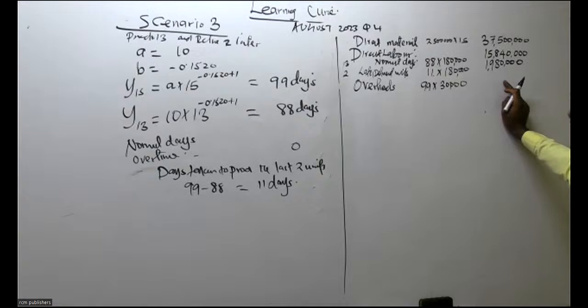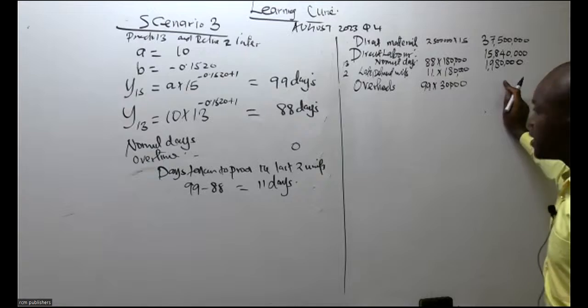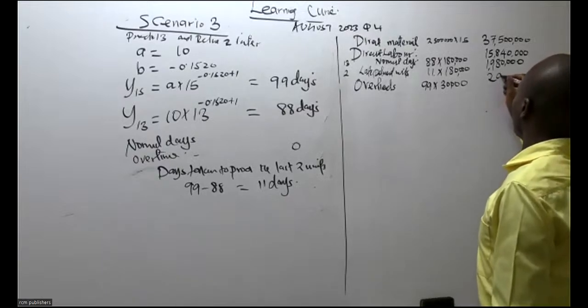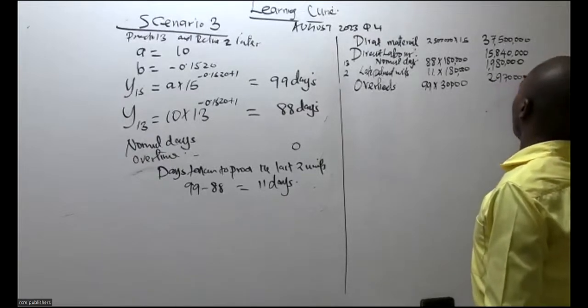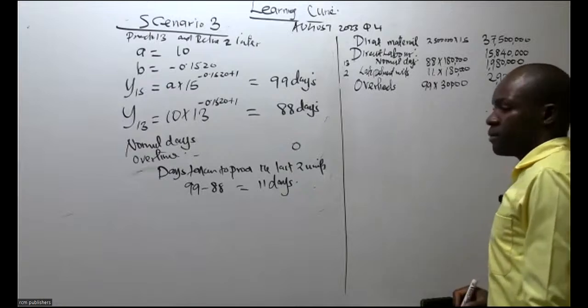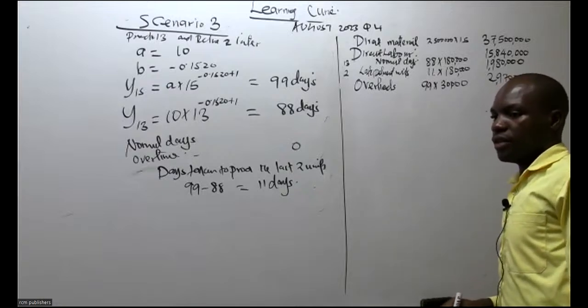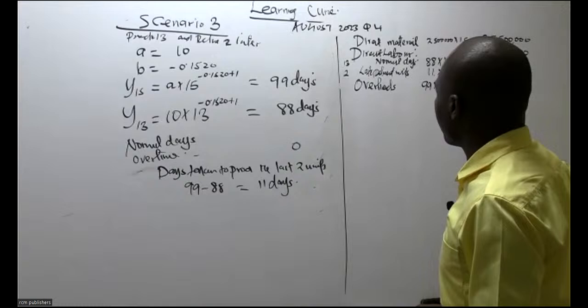99 by 30,000 ni ngapi? 2970. 2970,000. Good. Is there anything we are leaving out?